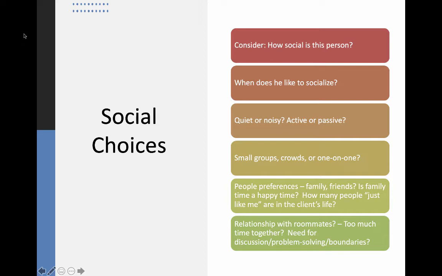And how many people just like you are in the client's life? What I mean by that is, how many people who have the exact same role as a staff person are there?